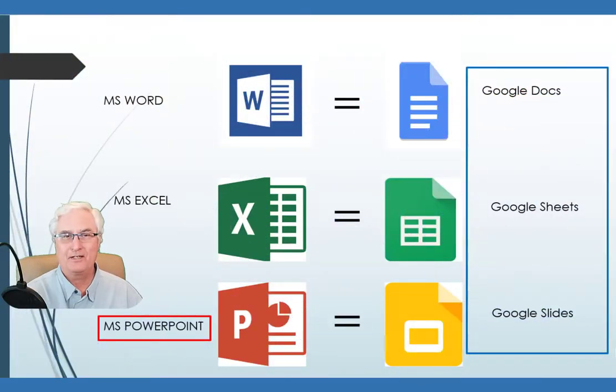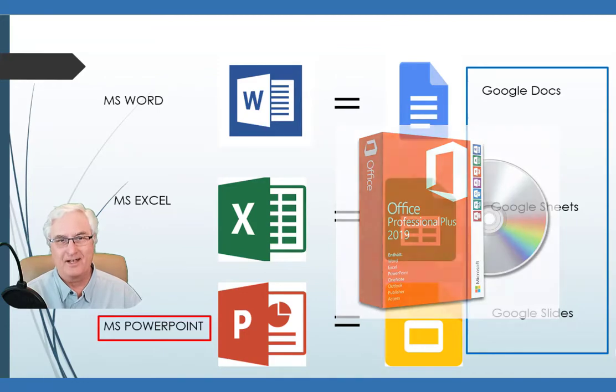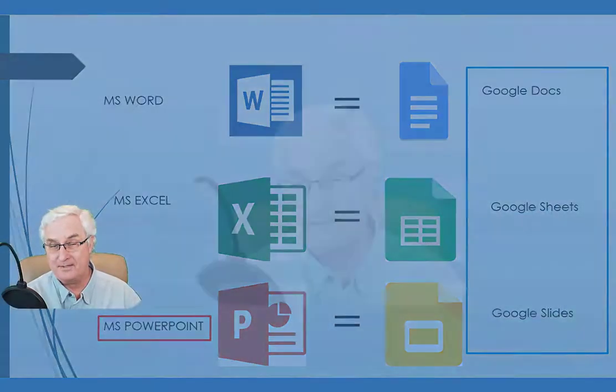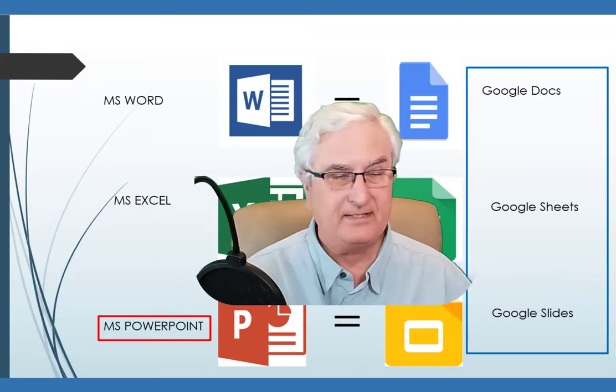All right, on the left-hand side, I have Microsoft products, and on the right side, I have Google products. Now, Microsoft sold a suite of products called Microsoft Office, and this included Microsoft Word, which is a document producer. We have Microsoft Excel, which is a spreadsheet, and we have Microsoft PowerPoint, which is a presentation program. Microsoft bundled these core products under the term Microsoft Office, and it was sold as a CD DVD.